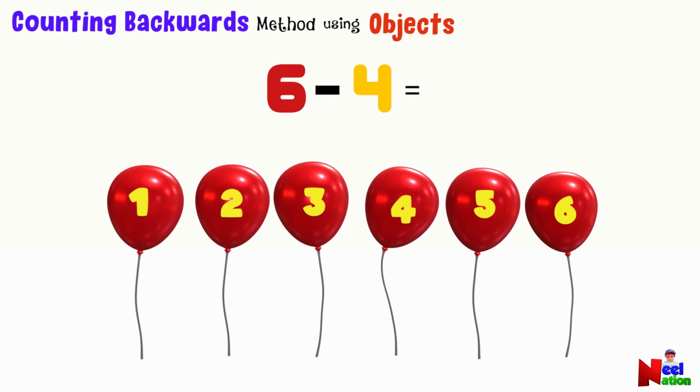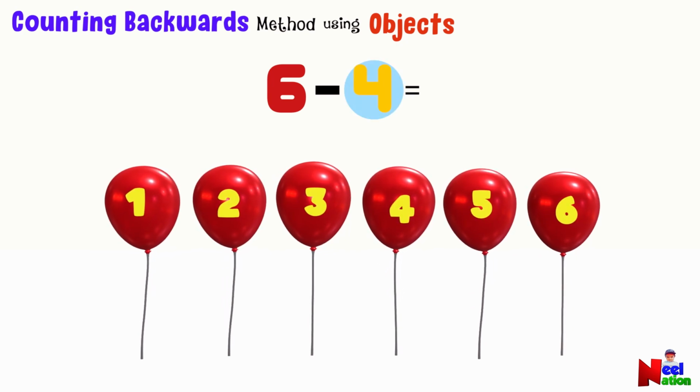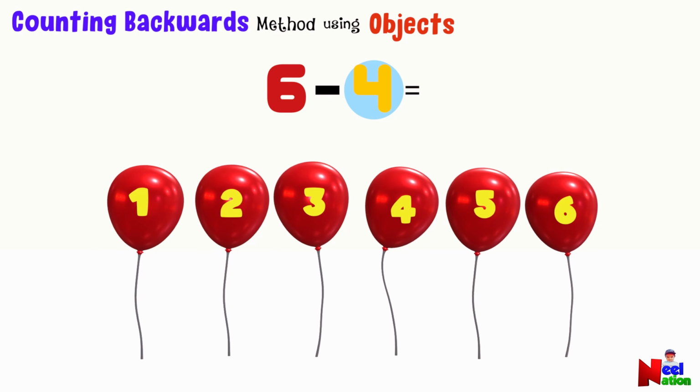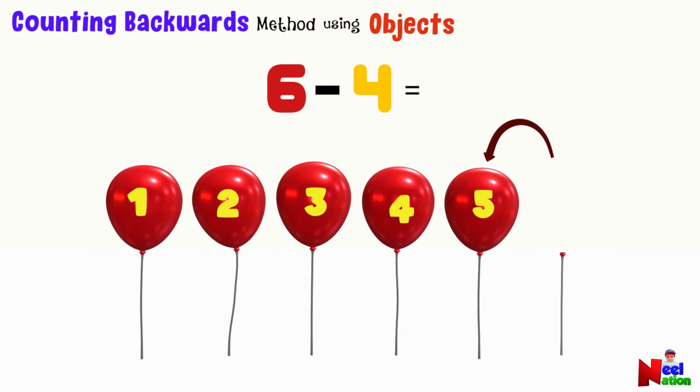Now, we are going to take 4 away by popping them one by one. We'll count backwards as we pop each balloon. Ready? We start with 6. Now, let's remove the first balloon. Now we have 5. We take away another balloon.